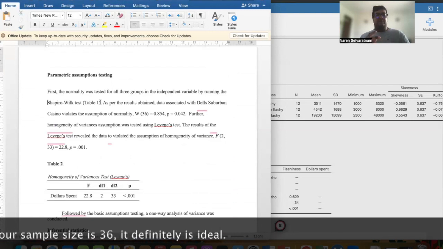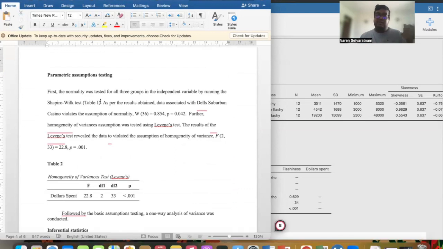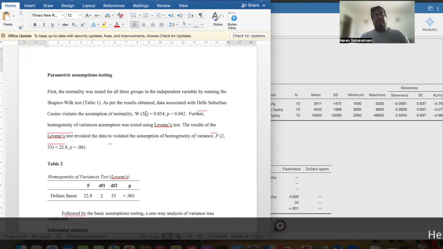You need to spend some time correcting your draft to make sure it is readable. So when the reader reads here, if he has forgotten to read or check out the Shapiro-Wilk component, then he or she can quickly go back and do the needful. So they don't need to spend time scrolling up and down. So as per the results obtained, the data associated with Suburban Casino violates the assumption of normality.